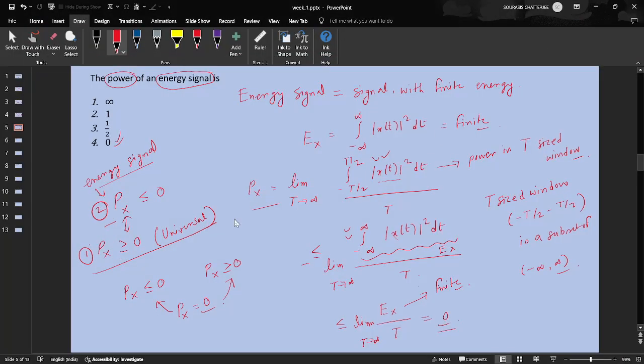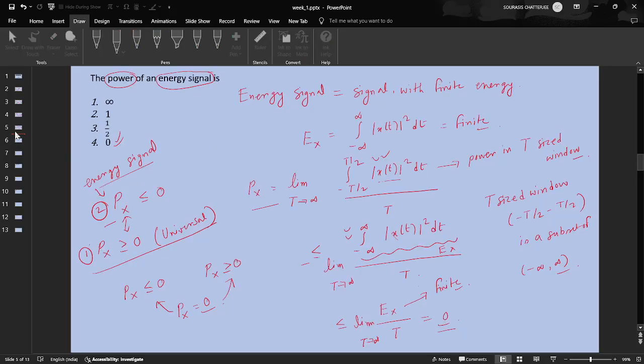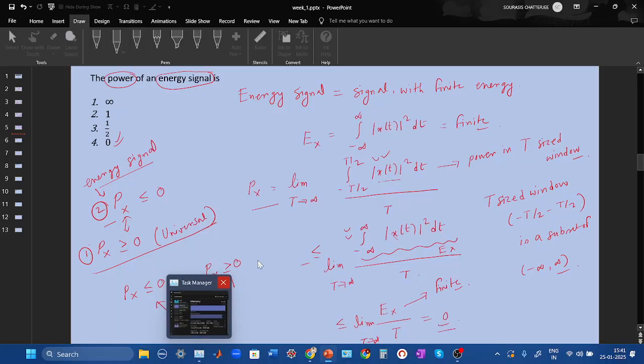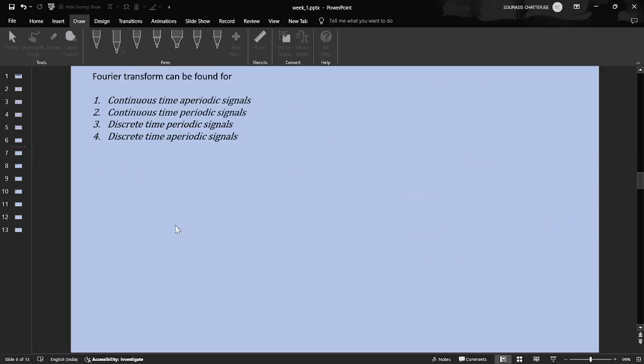So here I tried to cover both the concept of energy and power signal as they are in the week 1 lecture. So if there is no question till this point, we can move to the next problem. Okay, fine, let us move to our next problem.